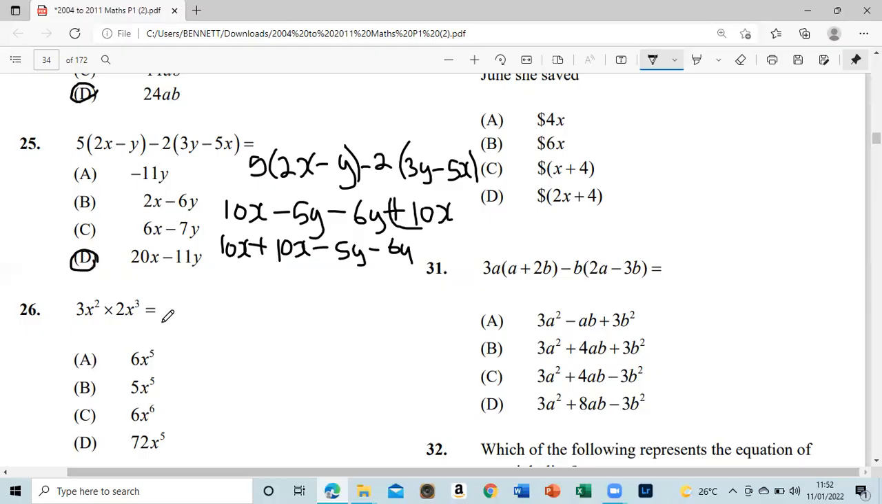All right. So this one says 3x squared times 2x cubed. So we multiply. So 3 times 2 is 6. And then we have 2 plus 3. Remember, when the base is the same, we add the powers. So 2 plus 3 is 5. So we get 6x to the 5th power.